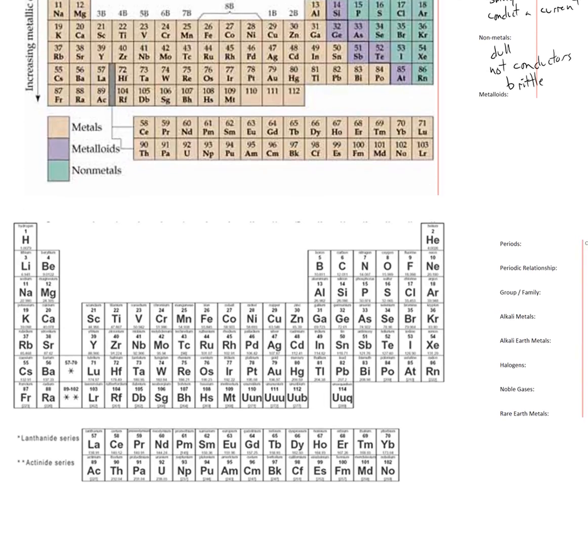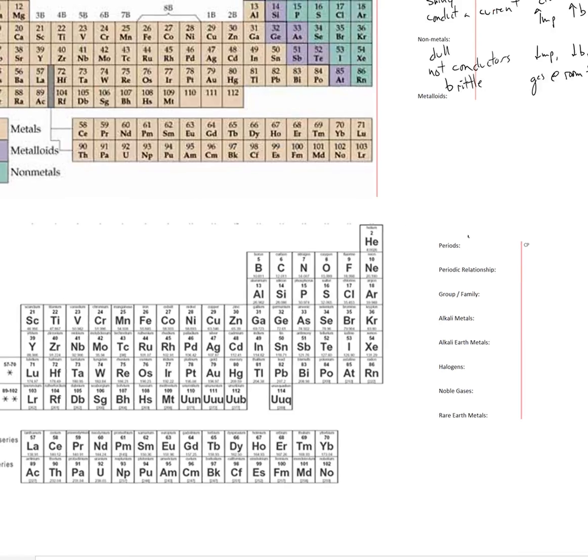Here we have a blank periodic table, and we're getting into a little bit more detail about ways that you can organize the periodic table. First, I want to talk about periods, and those are the horizontal rows going across the table. Those are these horizontal rows here. So periods we can also call rows.